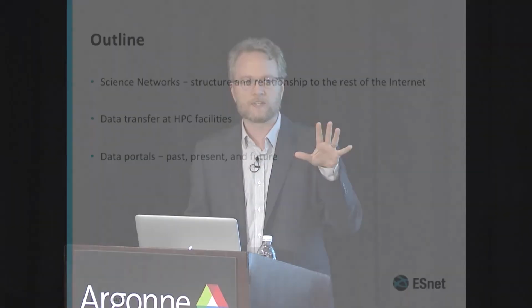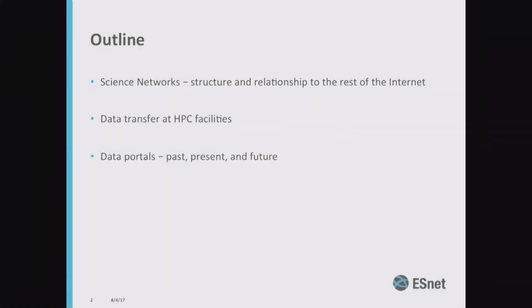So I'm going to talk a little bit about what science networks are, go into the structure of the internet a little bit and why certain things are the way they are, why science networks matter and why they're different from the commercial internet. I'm going to talk a little bit about data transfer capabilities at the HPC facilities where we all work. And then I'm going to talk a little bit about data portals, where they've been, where we are now, which is in a state of transition a bit, and where some of the things are going for the future.